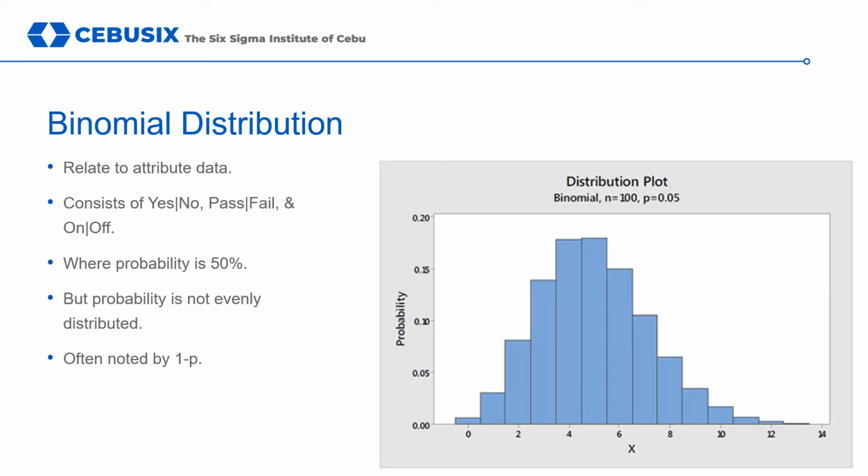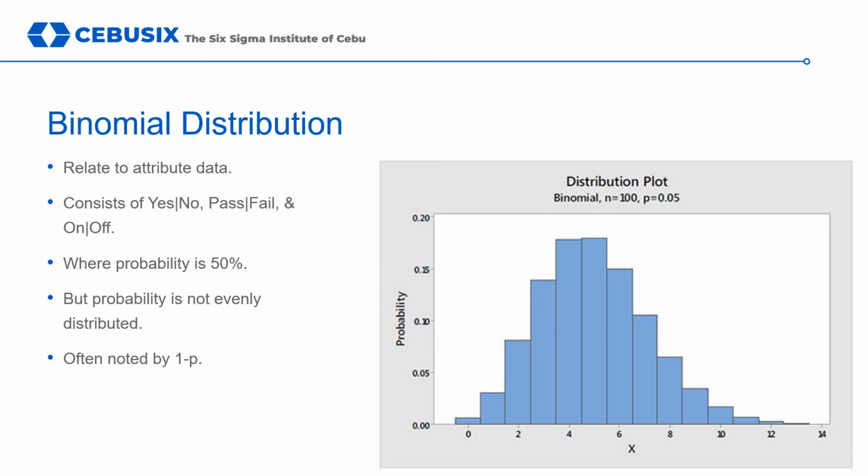A binomial distribution is used when you are dealing with discrete data, and there are only 2 possible outcomes for each trial or sample. In short, binomial distributions relate to attribute data. Yes or no, pass or fail, one or the other. A binomial distribution assumes that the outcome of any given trial is independent of the outcome of another trial.